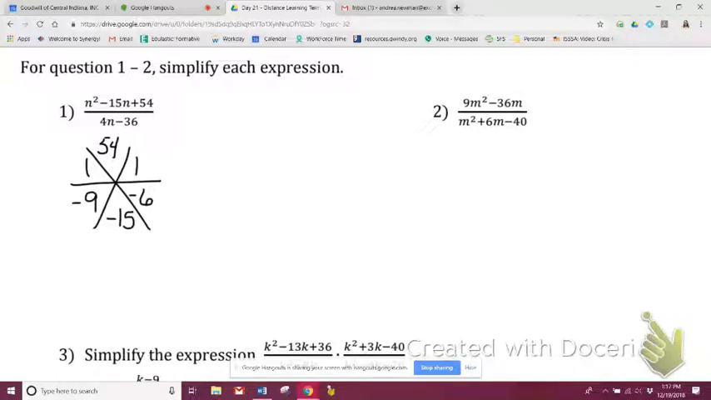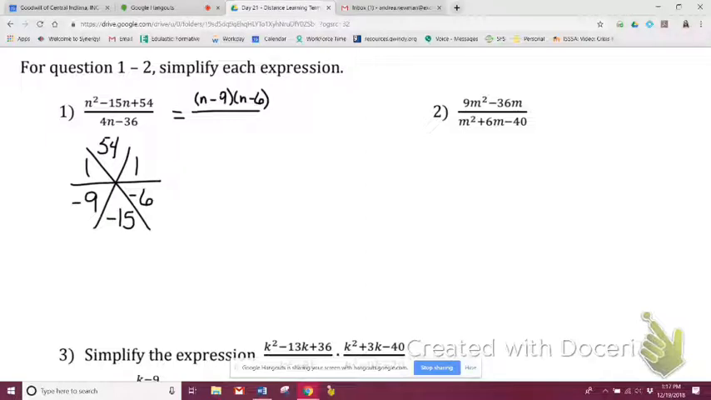That won't give you, your signs have to be wrong. Yep. So that gives me in the numerator n minus 9, n minus 6. What do you know about your denominator? So it's not a quadratic, so we can't use our asterisk. What else can you do with it?